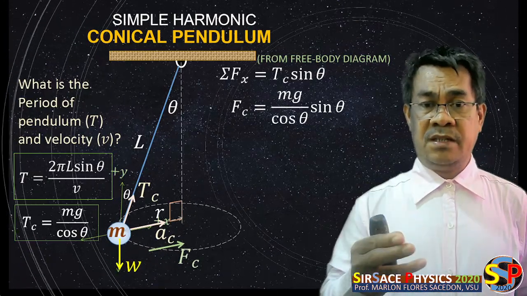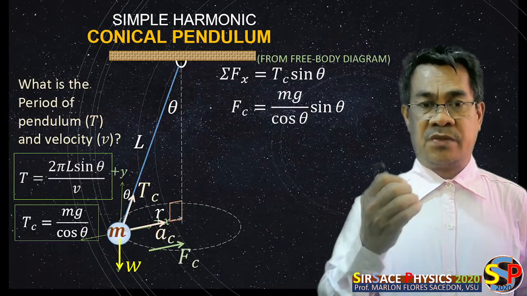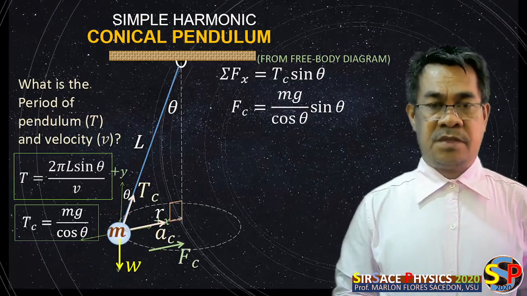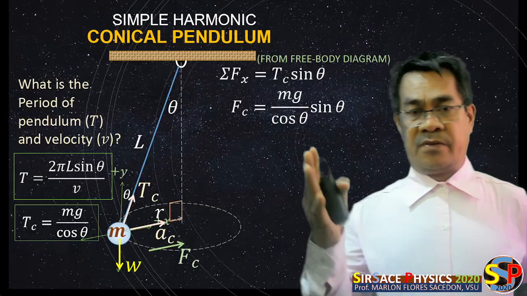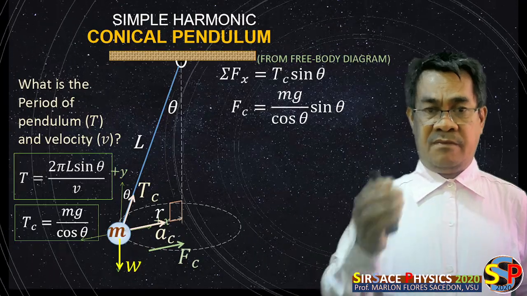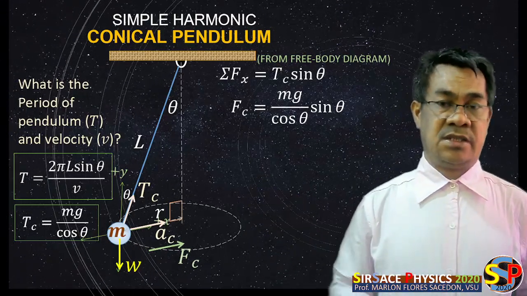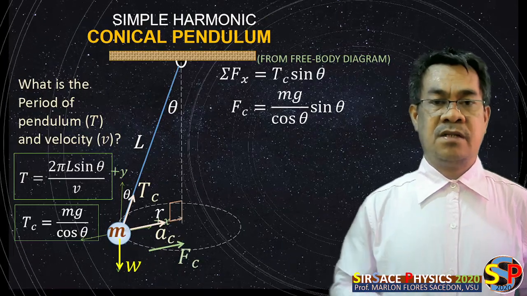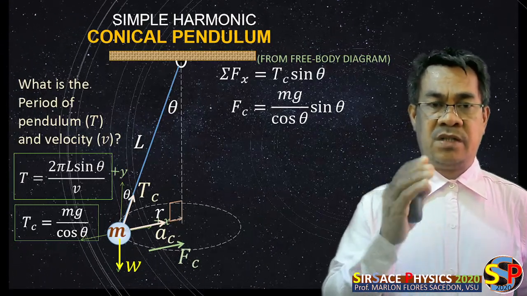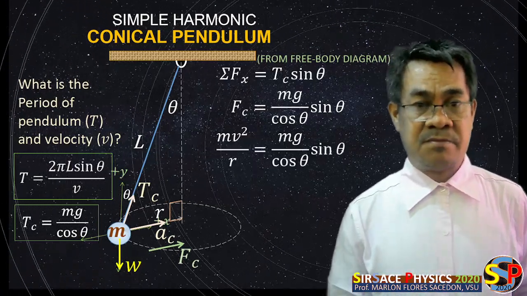So Fc, for the summation of force along x, then the Tc is mg over cosine theta multiplied by sine theta. Now, using our derived formula for the uniform circular motion, remember Fc is what? mv square over r in the previous slide. Okay, so Fc becomes mv square over r is equal to mg cosine theta multiplied by sine theta.